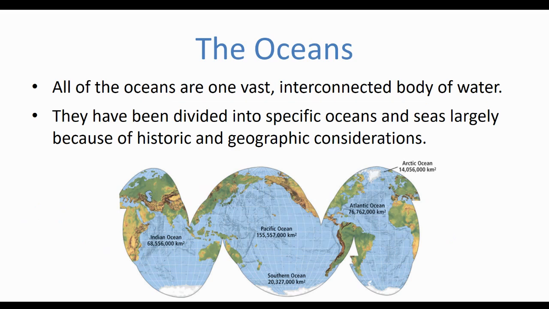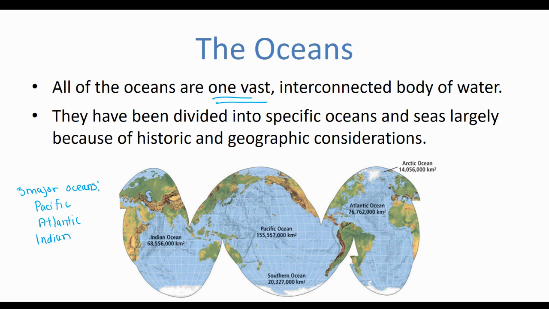Okay, so all of the oceans are one vast interconnected body of water. They have been divided into specific oceans and seas largely because of historic and geographic considerations, which is how we get our Indian, Pacific, and Atlantic oceans. But do remember that all of them are connected, they are all one ocean. The three major oceans are the Pacific, Atlantic, and Indian. We also have the Arctic Ocean and the Southern Ocean.